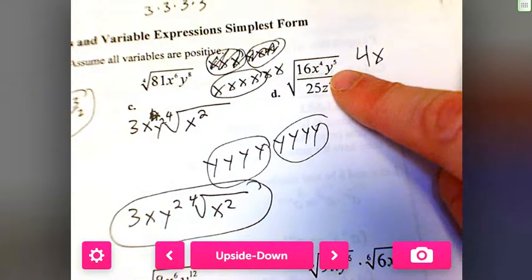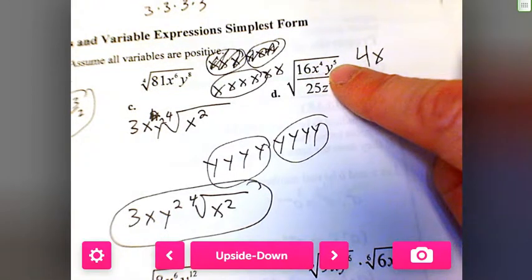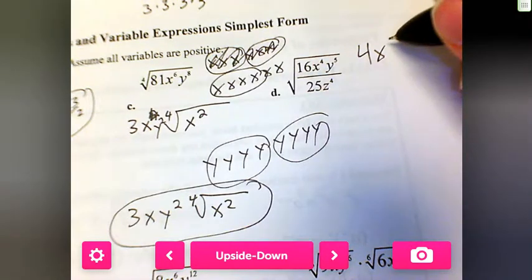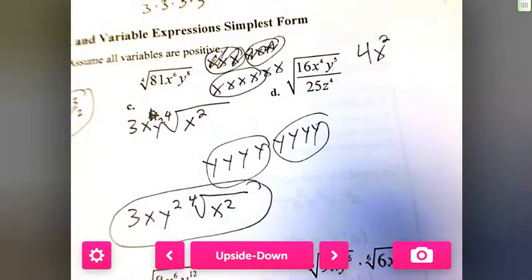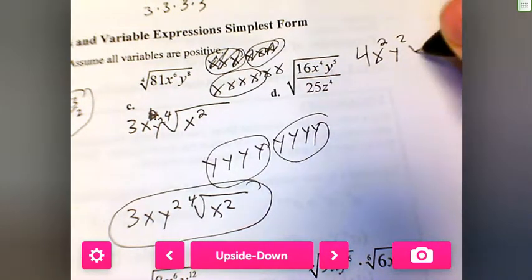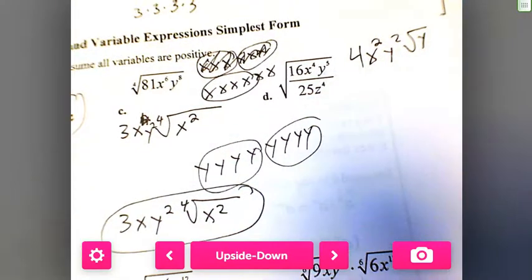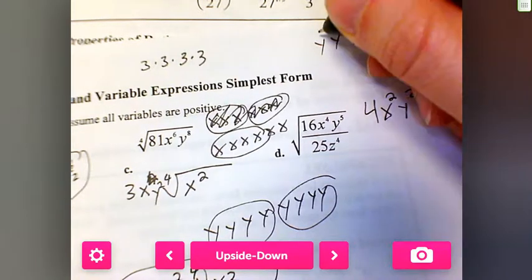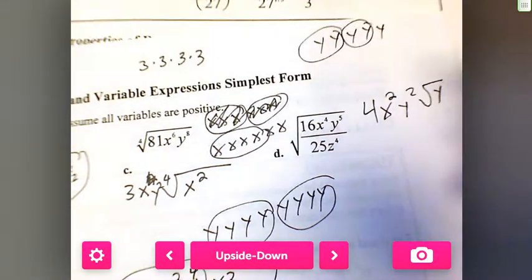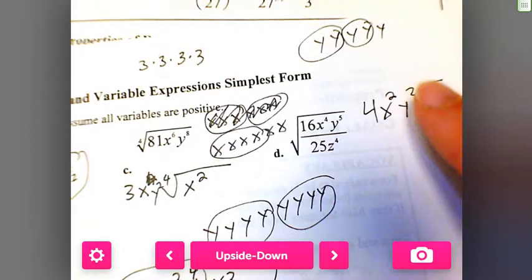How many pairs of y's do I have? This should be 4x squared, because I have 2 pairs. For y to the 5th, I have 2 pairs. So I'm going to say the square root of y is left over, right? Because I have 1 left over. Does that make sense? Here, I have 5 y's. I have 2 pairs, so that's how I got y squared. And then I have 1 y left over.